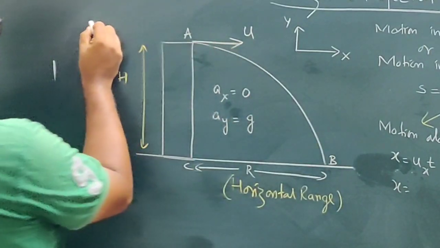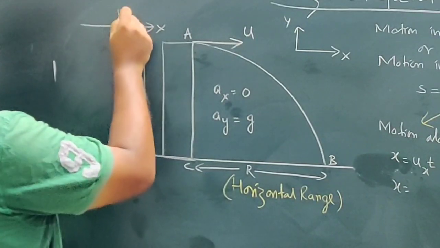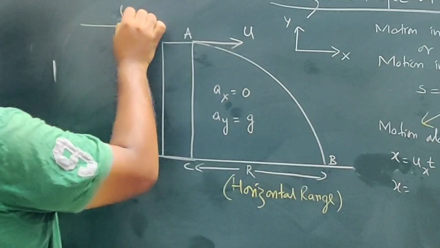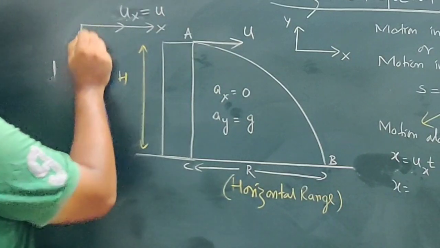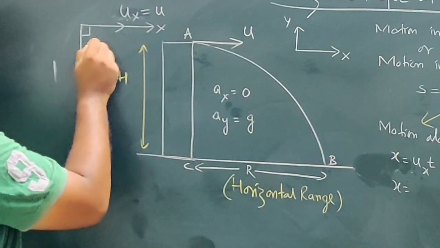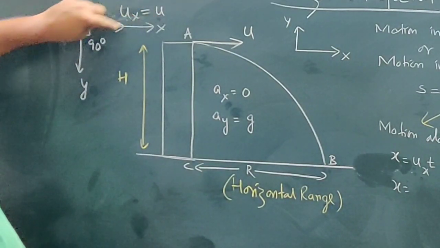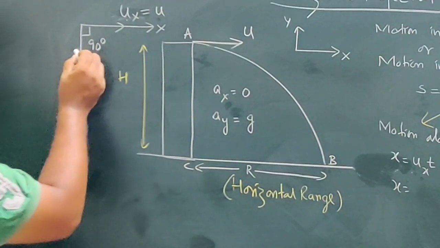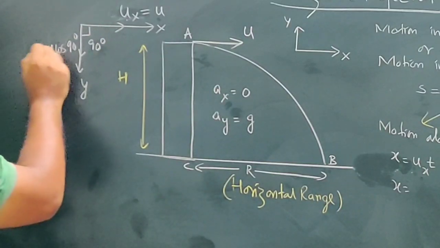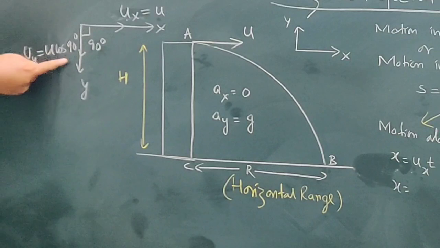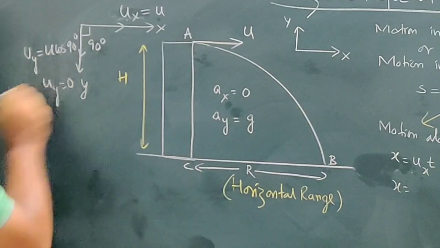Now what about x? This is the horizontal direction, this is the x-axis. This initial velocity is along the x-axis, so ux, the initial velocity along the x-axis, is equal to u, because this velocity is along the horizontal direction. This is the y-axis, and this angle is 90 degrees. So if this is u, and this is 90 degrees, uy will be u cos 90 degrees. Cos 90 is 0, so that means this velocity will be 0. So uy is equal to 0.